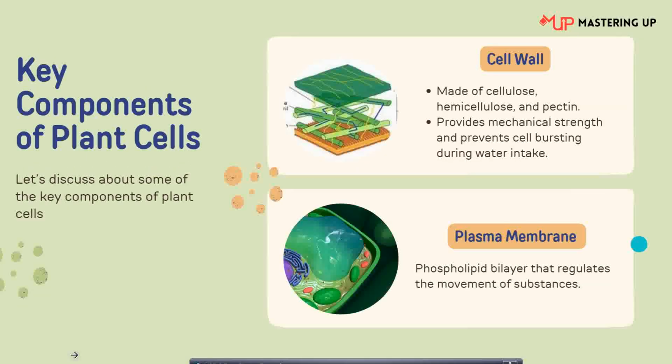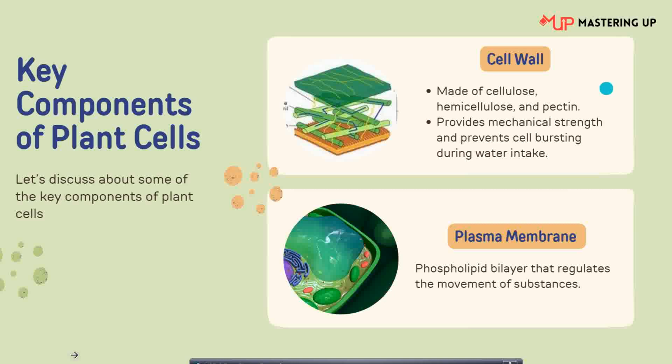So the key components of plant cells. What are the key components that are present in a plant cell? First is the cell wall. We just need to know what the cell wall is. It is made up of cellulose, hemicellulose and pectin, and it provides mechanical strength and prevents the cell from bursting due to water intake. So the cell wall gives the mechanical strength to the plant cell.